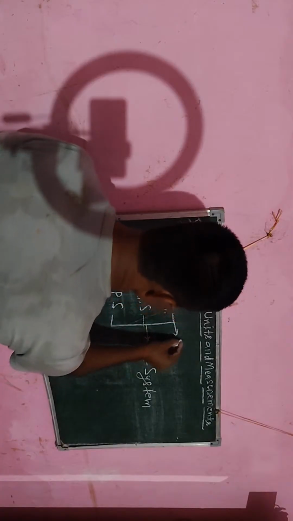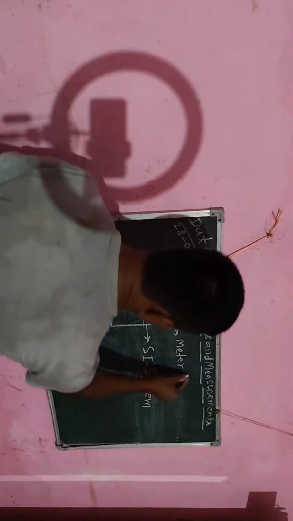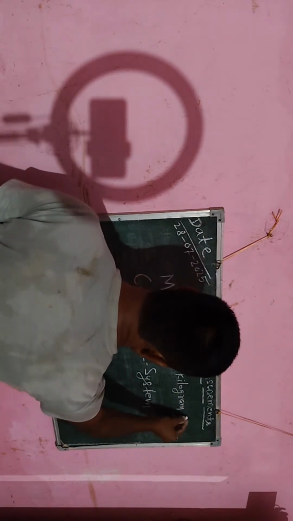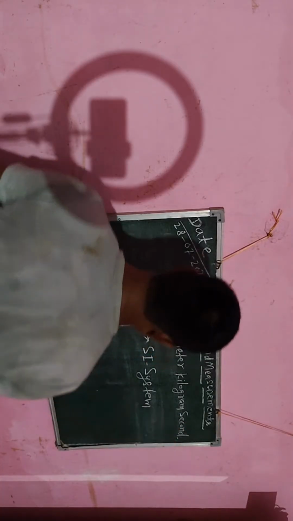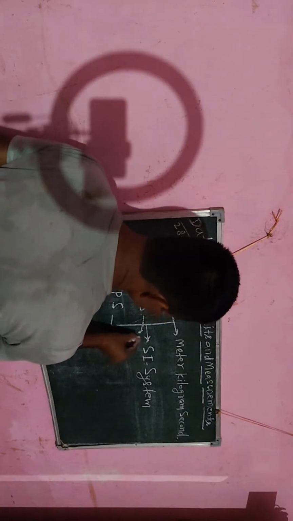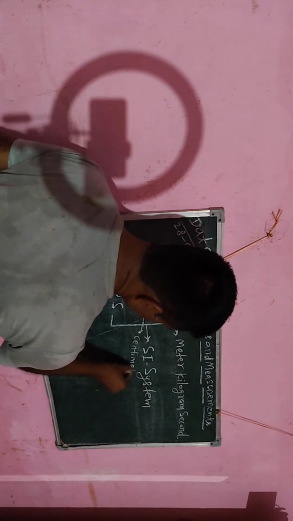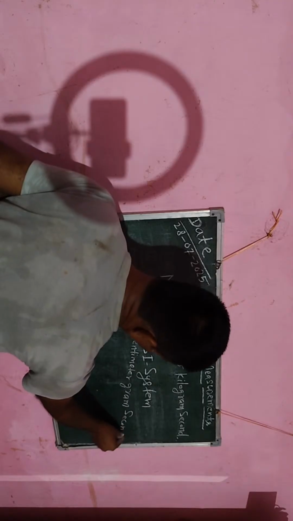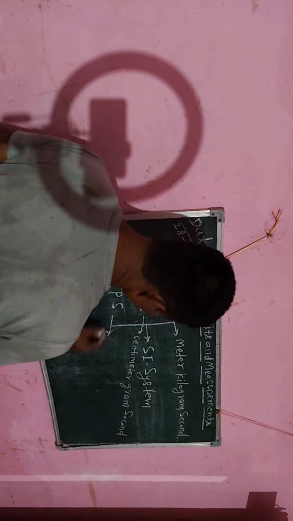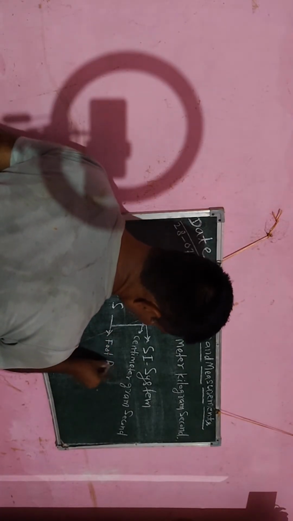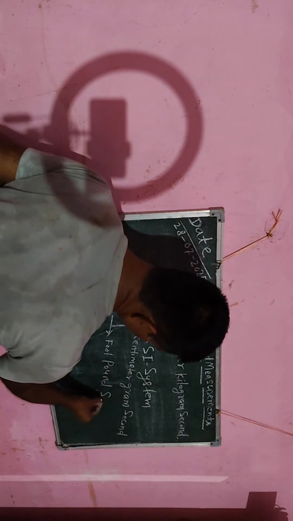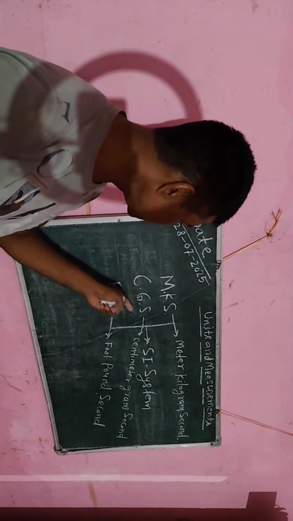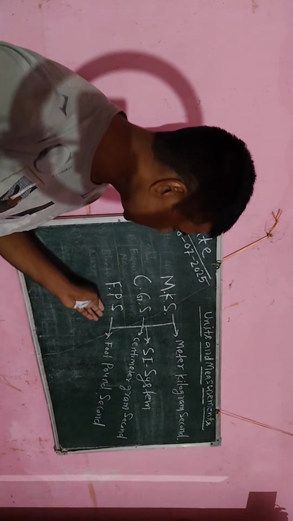MKS stands for meter kilogram second, CGS stands for centimeter gram second, and FPS stands for foot pound second.